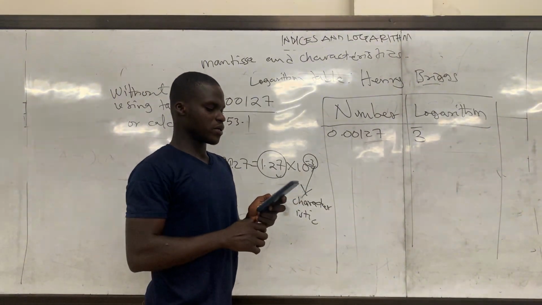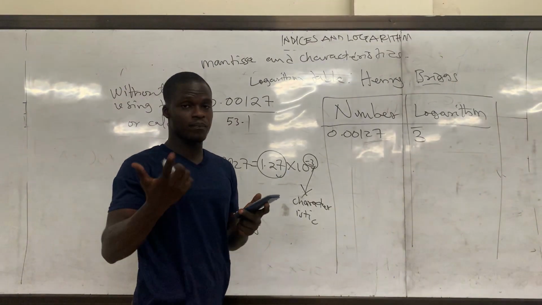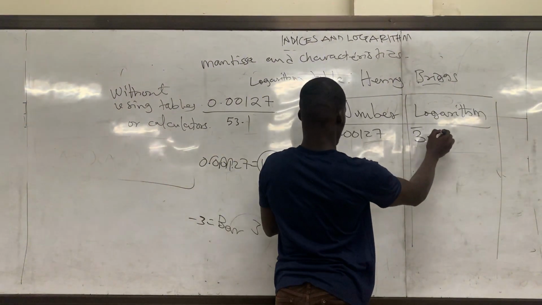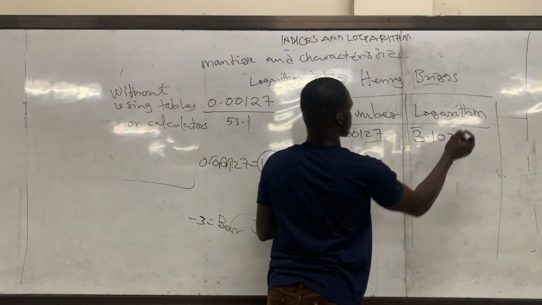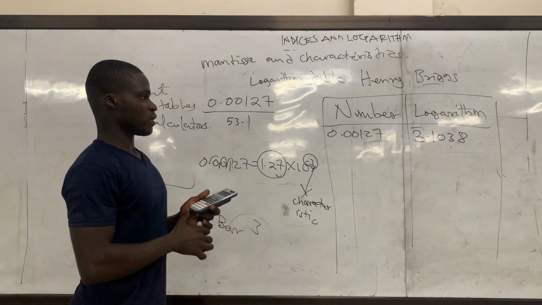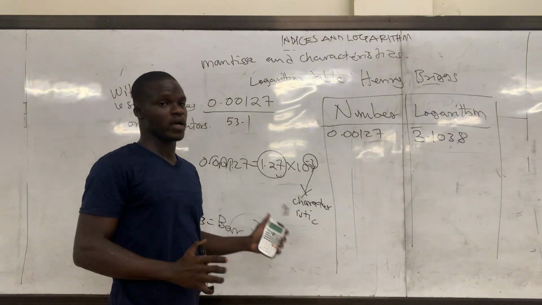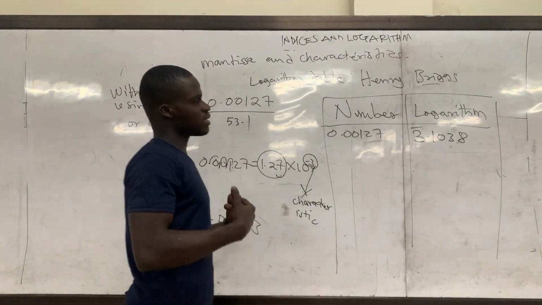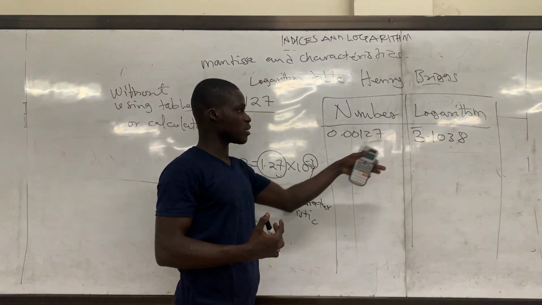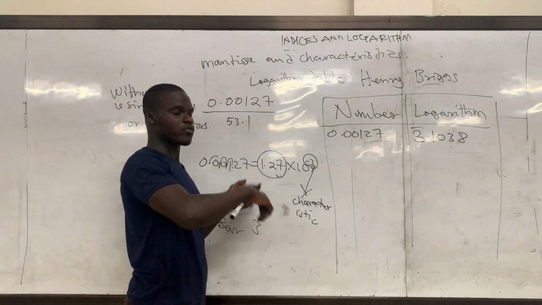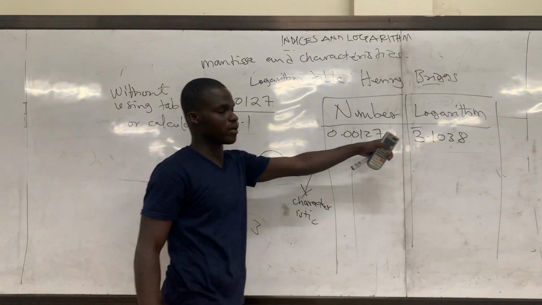Let's round this off to, let's say, 4 decimal places. That is 0.1038. So this is the answer for that. And these readings that we are doing here, we are actually using the logarithm table. We are not using calculators. So you read the log of 1.27 from the logarithm table, then you write the bar 3 over here.